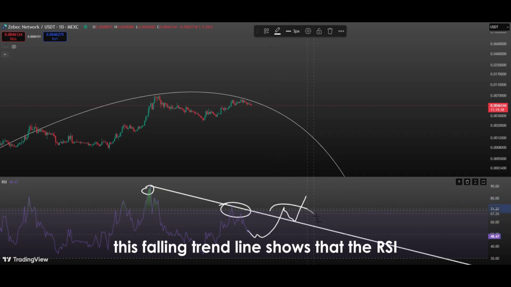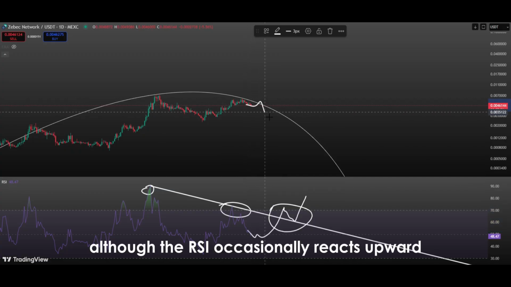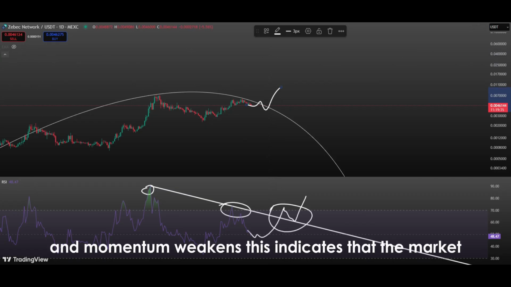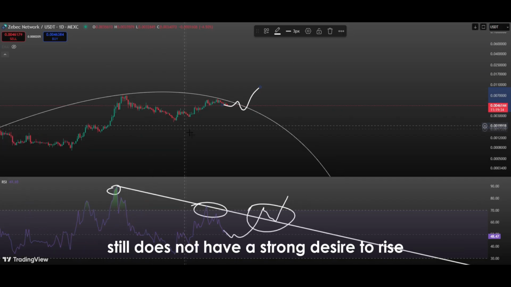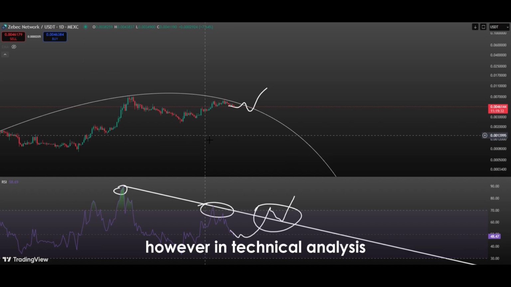This falling trend line shows that the RSI, like the price, has a certain resistance area. In other words, although the RSI occasionally reacts upward, it turns downward again when it approaches this falling trend line and momentum weakens. This indicates that the market still does not have a strong desire to rise and that buyers are not dominant enough. However, in technical analysis, it is known that every falling trend can eventually be broken.